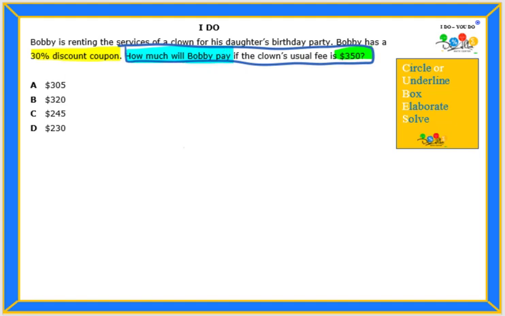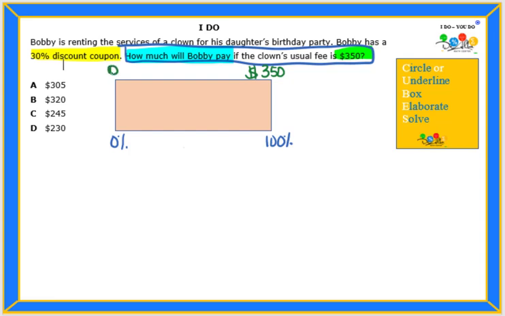So this is a percent problem. There is a 30% discount. So we are going to set up a percent bar. In our percent bar, we start with 0%. And the bar goes all the way to 100%, which would be the whole entire price. So the whole entire price, or the 100% of the cost that the clown would charge, is $350. And if we would pay 0%, or we didn't hire the clown, then we would pay $0.